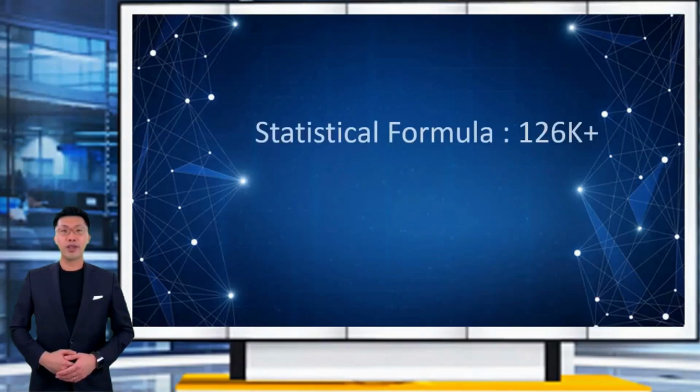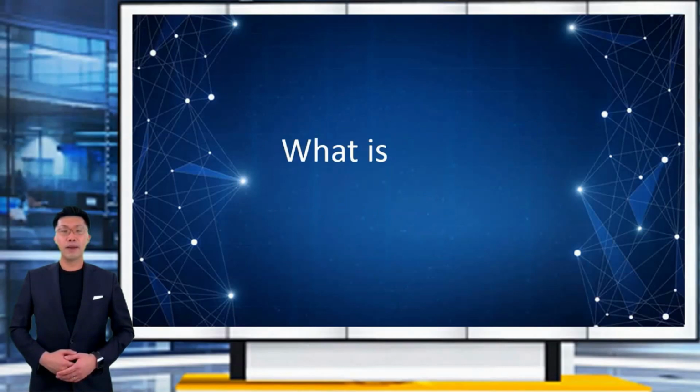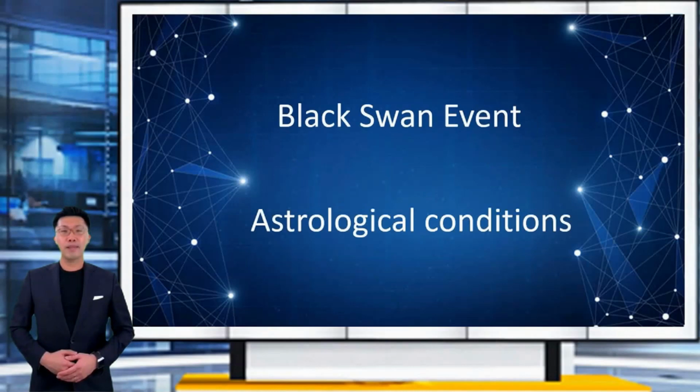His prediction should not be wrong as per statistical data and projection in a normal case. The statistical formula price says it should be above 126k. Plan B says it should be above 135k. So, what is he missing? When will it reach 135k? What is missing is a Black Swan event and astrological conditions.